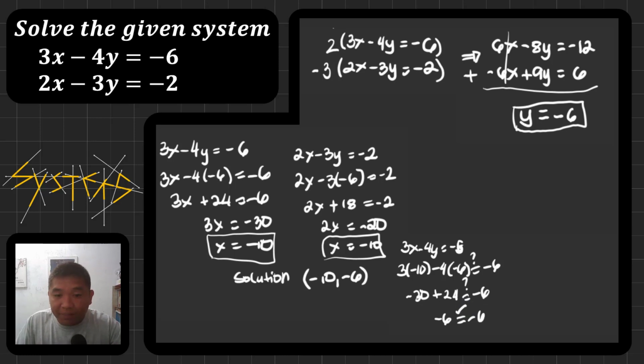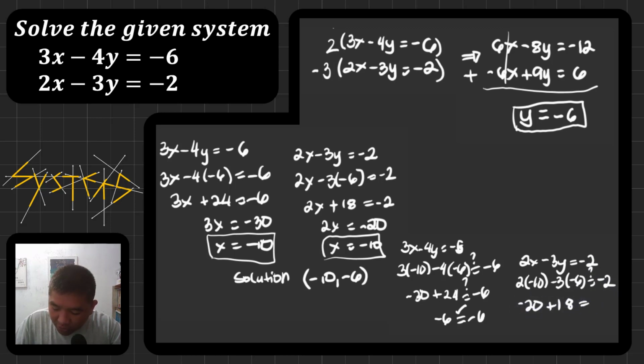It should stop here, but then again, let me move forward to 2x minus 3y is equal to negative 2, and substitute the same values for x and y. You have 2 times negative 10 minus 3 times negative 6. Again, question mark for verification process. Negative 20 plus 18, question mark still, negative 2, check, negative 2. So, this again, the guarantee that your solution is really the solution.